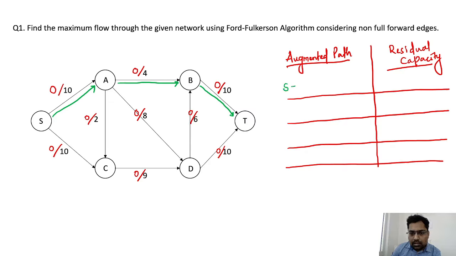So S, then A, then B, then T. This is what the augmented path is. So the minimum residual capacity is 4. Here we can find, because 10, 4, 10, the minimum is 4. So what we have to do, we have to add it.